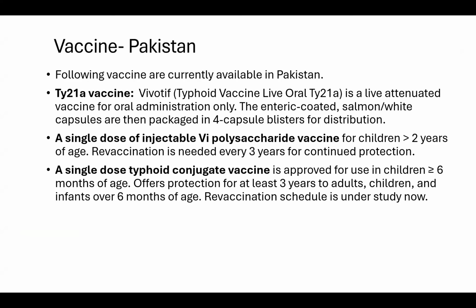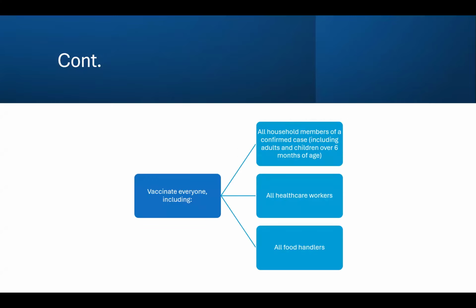In Pakistan, these are the vaccines currently available. We have Vivotif, a live attenuated vaccine for oral administration only. The enteric-coated salmon-white capsules are packaged into 4-capsule blisters for distribution. Then we have a single dose of injectable polysaccharide vaccine for children greater than 2 years of age. Revaccination is needed every 3 years for continued protection. And then we have a single dose of typhoid conjugate vaccine, approved for use in children greater than 6 months of age. It offers protection for at least 3 years to adults, children, and infants over 6 months of age. And the revaccination schedule is being planned.